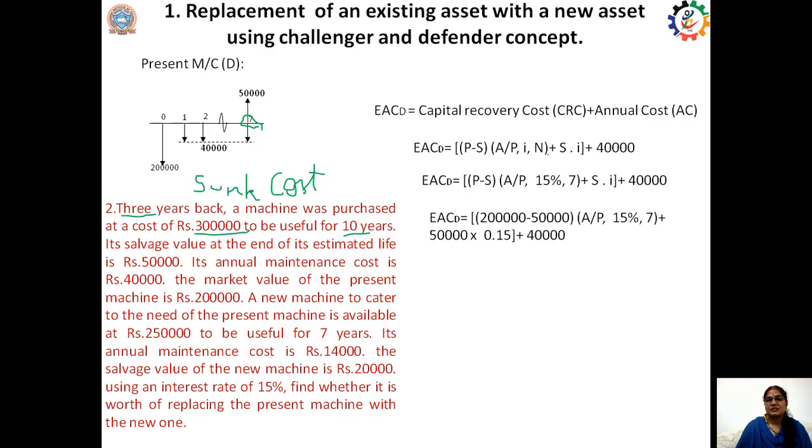So in the next step, I have shown the values. P value, first cost, salvage value. A given P will convert P into A in capital recovery cost. That is the factor to be used. Then the 15%, 7 years. And here it is 0.15. And you get the answer as 83,554 rupees. Now let us see the story of Challenger.